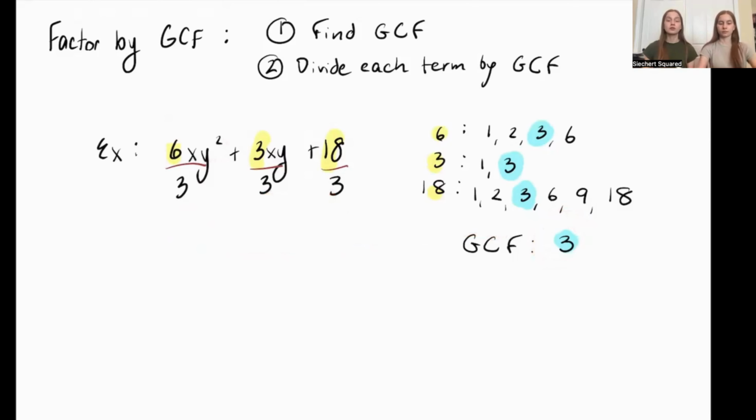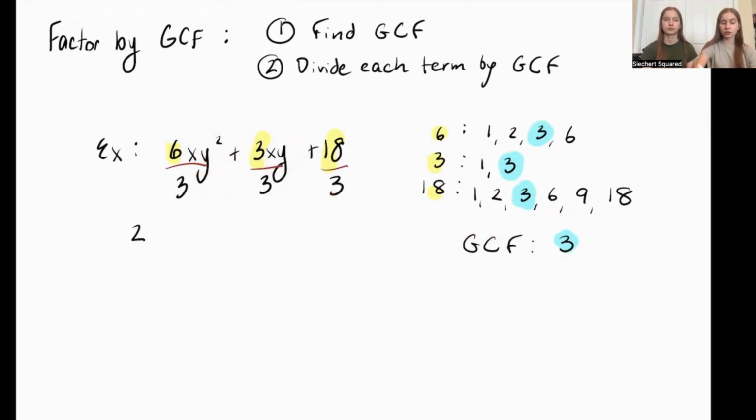And from here, you want to divide each fraction 1 at a time. So we have 6 divided by 3, that gives us a 2. We do have variables on the top of the fraction. There are no variables in the GCF, so all of the variables that were already there are just going to tag along.